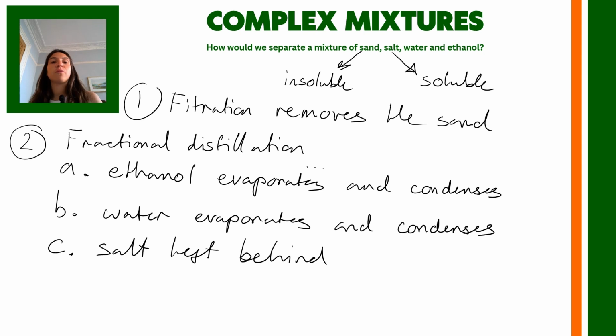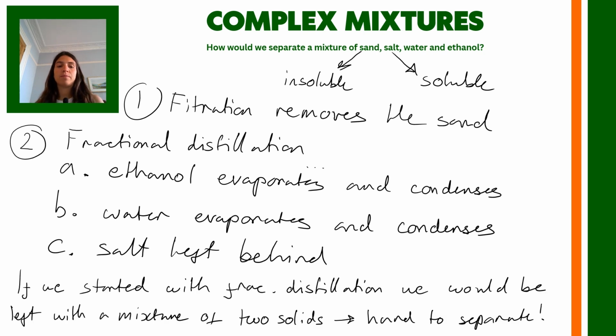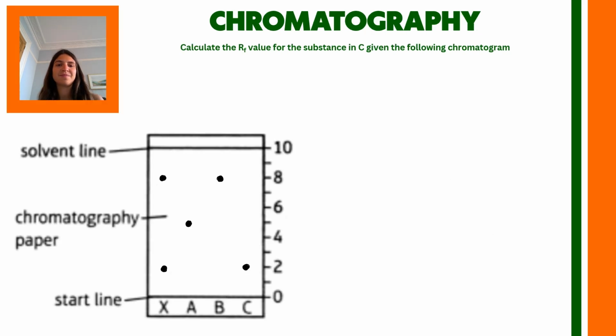Now, the order in which we did this was quite important, because if we'd started with the fractional distillation first, then we'd actually have ended up being left with a mixture of two solids, with a mixture of the sand and the salt, and that is actually quite hard to separate. So it's important we did the filtration first and then the fractional distillation afterwards.